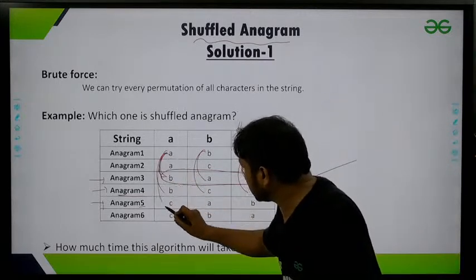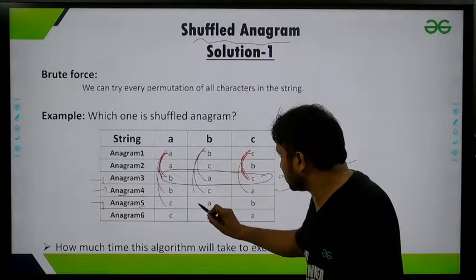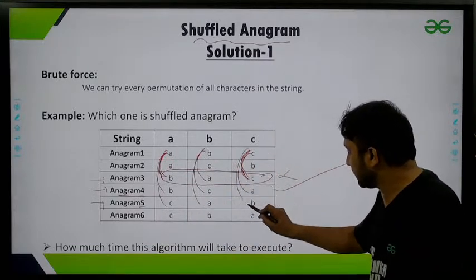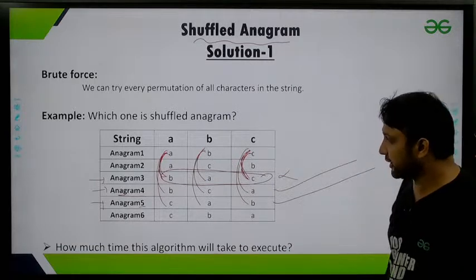Let me compare this one also. A and C not matching. Very good. B and A not matching. C and B not matching. Very good. So this is also a shuffled anagram.